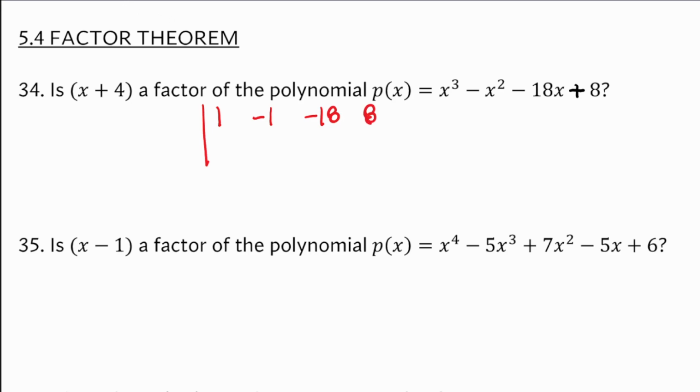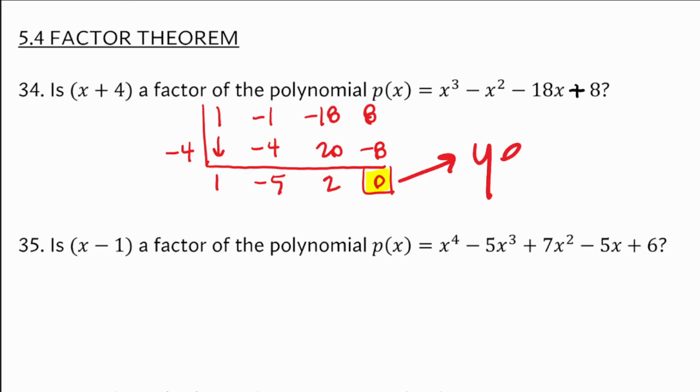Now, if you worked the problem as it was written on your page, then you'll get a different result from me, but that's fine. If I'm dividing by x plus 4, I'll put negative 4 on the outside, drop this down, multiply, add. Negative 4 times negative 5 is positive 20. 20 minus 18 is 2. Negative 8. Add those together, I get a remainder of 0. Since the remainder is 0, then it is yes a factor. Okay, so I'm going to say yes, it's a factor because the remainder came back 0.